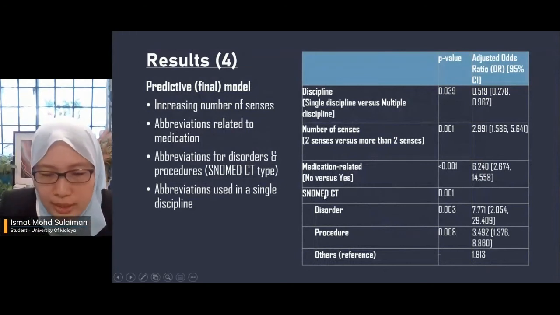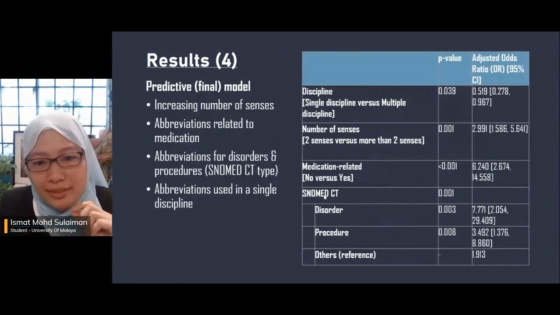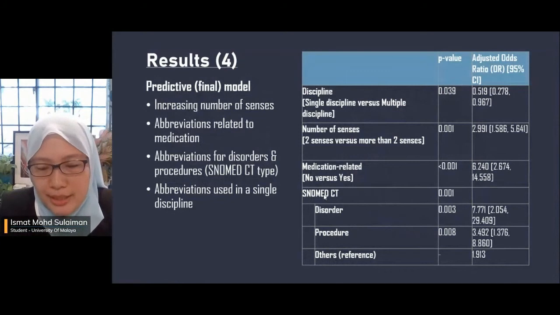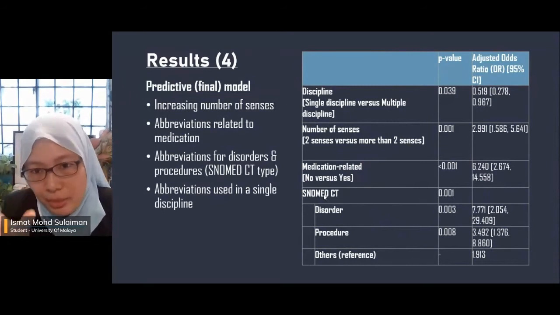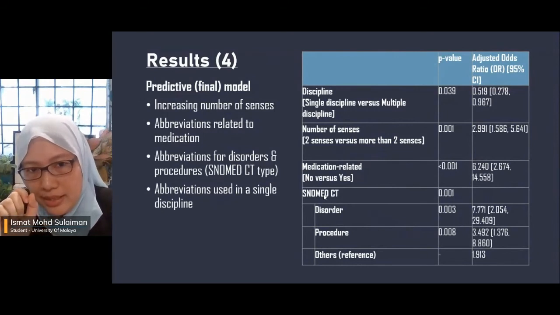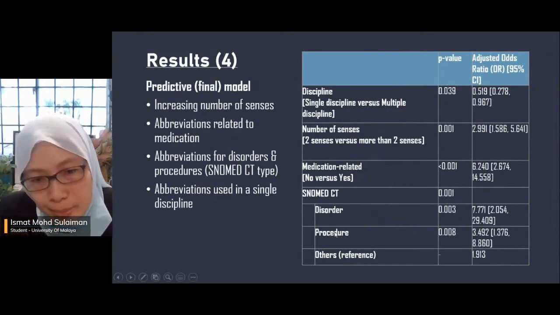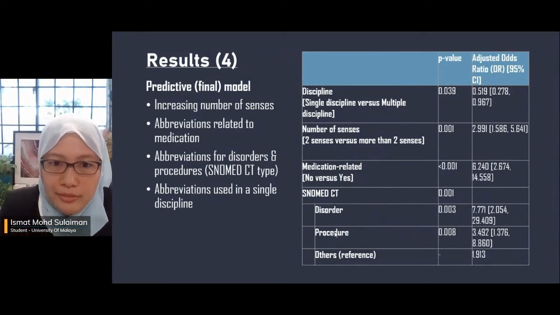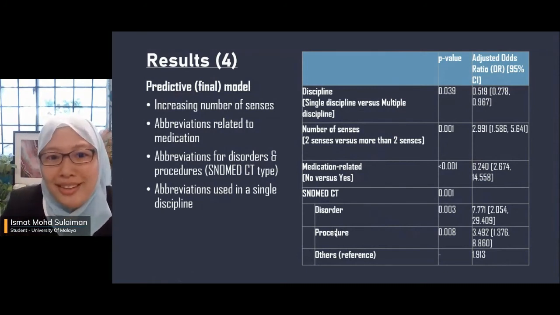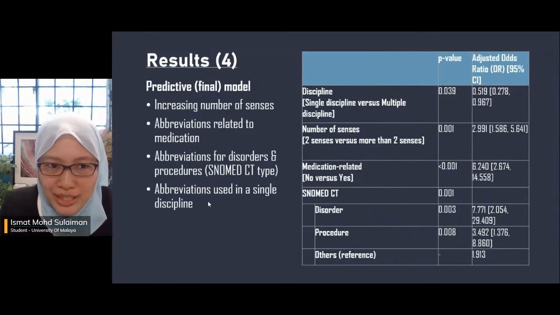So, for example, if you want this to be implemented as a clinical decision support system, the system might have to identify these abbreviations first, detect the abbreviations, and then label them with the category under SNOMED CT. And if it falls under disorder and procedure, then it gives a very positive indication that it is a dangerous abbreviation.